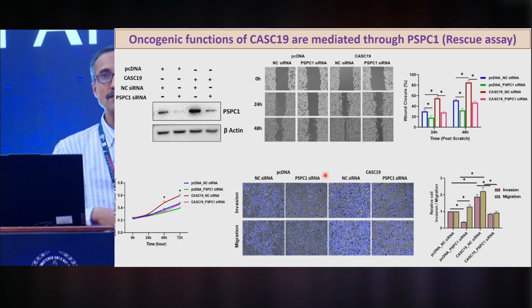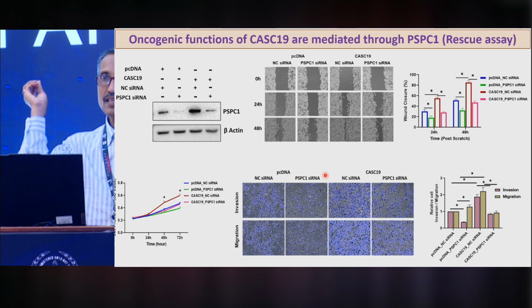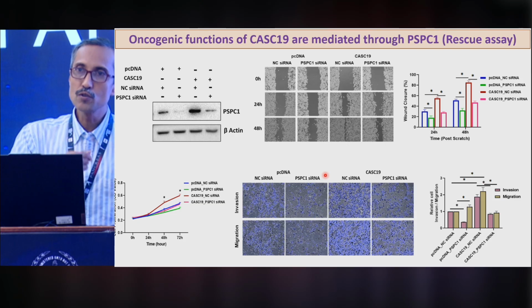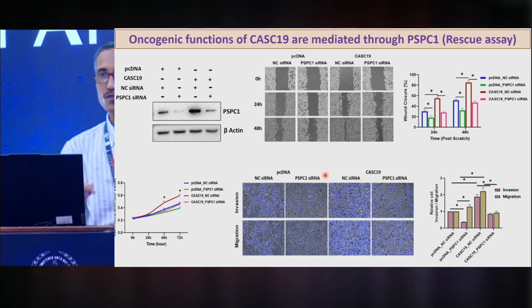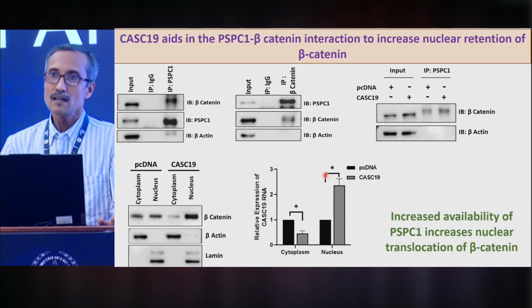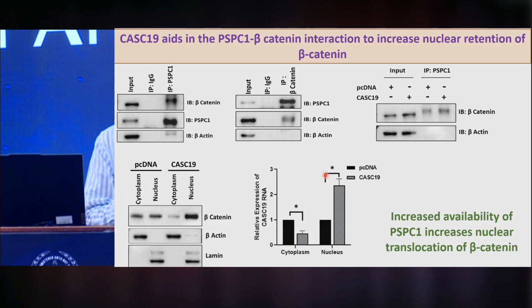Our hypothesis was that the function of CSC19 overexpression is mediated through stabilization of PSPC1 and then subsequently the epithelial to mesenchymal transition. So if we use siRNA against PSPC1, even after overexpression of CSC19, we would not be able to do the subsequent metastasis. So that's the rescue assay we performed.